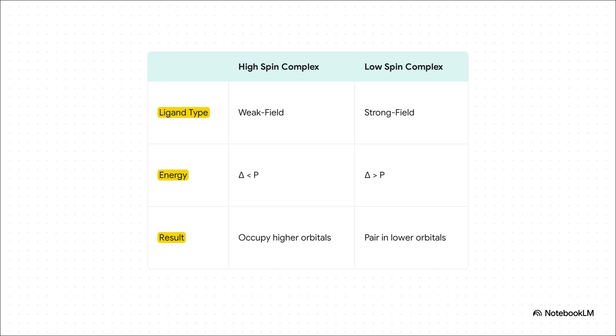So if you have weak field ligands, that energy gap, delta, is really small. It's actually easier for the electron to make the jump than to pay the pairing cost. This gives us a high spin complex with as many unpaired electrons as possible. But with strong field ligands, that delta gap is huge. It's way easier to just pay the pairing energy and stay downstairs. That gives us a low spin complex. So you see, the ligand strength decides everything.